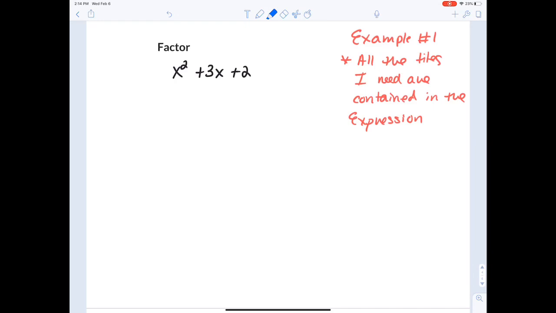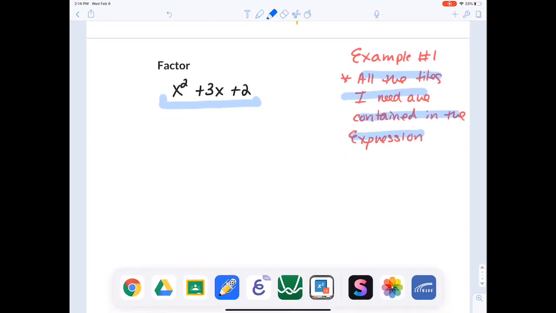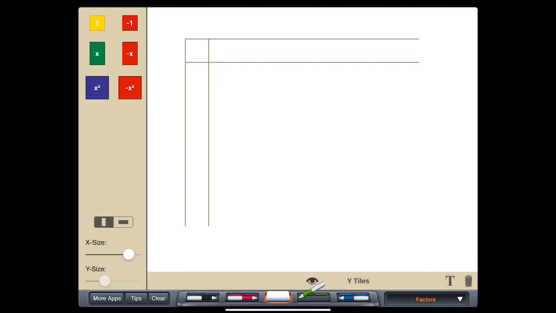And this first example is going to be a situation where the expression that we're given, x squared plus 3x plus 2, is going to contain all of the tiles that we need. So just like the easiest example. So what I have prepared for us, I have this little algebra tile app here. You can just be using algebra tiles in front of you, or you could be drawing pictures.